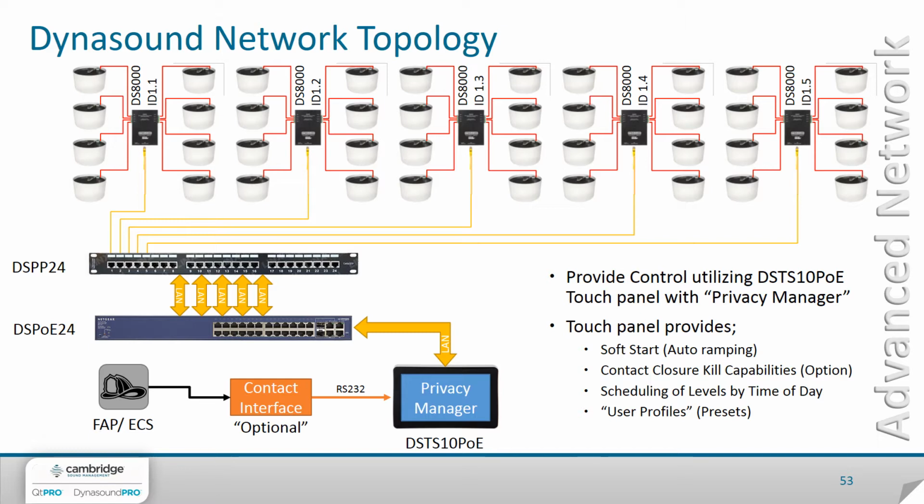The final case for having the touch panel PC in use is when a contact closure is needed to disable sound masking. In certain jurisdictions, sound masking may be disabled in the case of an emergency, so that announcements can be clearly understood. An optional contact closure interface may be connected to the DSTS-10 PoE and configured to disable sound masking in such cases.